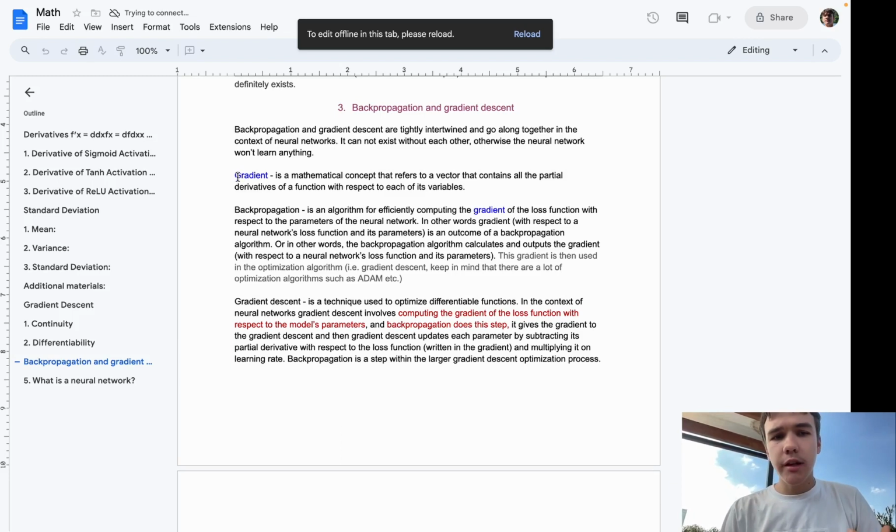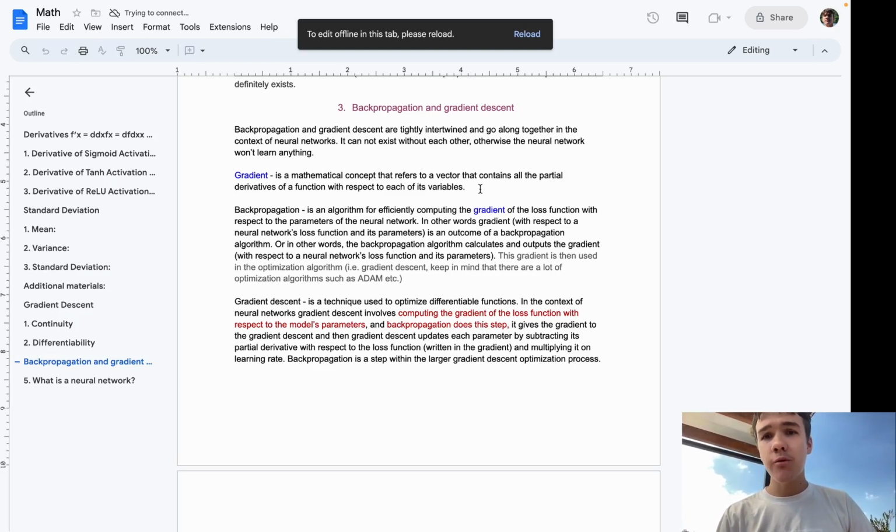Now we will check what the gradient is and its definition. The gradient is a mathematical concept that refers to a vector that contains all the partial derivatives of a function with respect to each of its variables. What it basically means is that we have some vector, and you can think of the vector as an array, if you are familiar with Python, and this array consists of a lot of numbers, and each of these numbers represents the partial derivative of some function, but in the context of a neural network, of a loss or cost function. So there are partial derivatives of the loss or cost function inside this gradient.